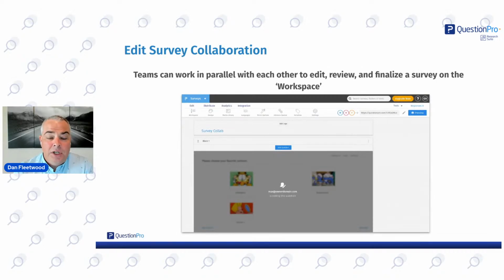And then edit survey collaboration. Teams can work in parallel to edit, review, and finalize the survey in the workspace. So you can see here, Max is in this particular question, so it'll let you know that, hey, Max is working on this one. Obviously, when he goes out of it, then you can go back in. You'll be able to see other team members here by this URL, and you can see the other team members that are in the same survey as you. That way, you know who's in there and who's working on the specific questions, and it locks it down.